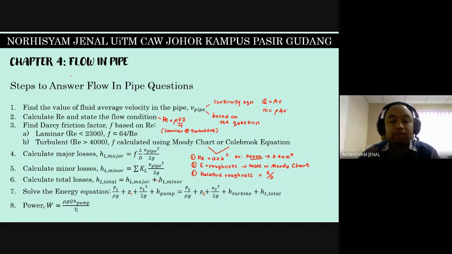Okay, the power for the system, if you have turbine or pump, should be rho G Q, where rho is density, G is gravity, Q is the volume flow rate, H pump over efficiency. So for the efficiency here, for example, if it's 100%, the efficiency is 1. Do not use 100%, use number 1. If it's 90%, it is equal to 0.9.